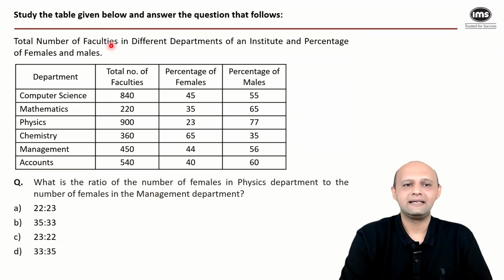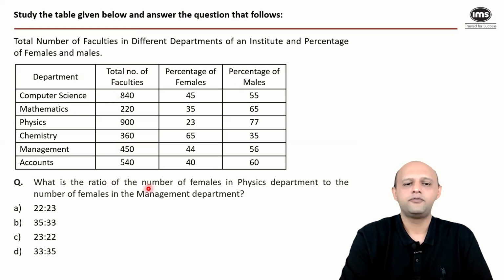Total number of faculties in different departments of an institute and percentage of males and females. So this is the last bit of questions on data interpretation in the DILR section on JIPMAT. Now, what are you given? You're given 6 departments, total number of faculties, and the percentage of males and percentage of females. Okay. Now let us answer the questions that follow.